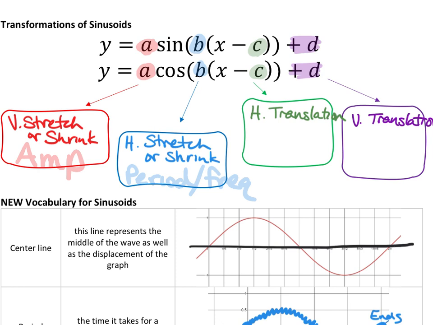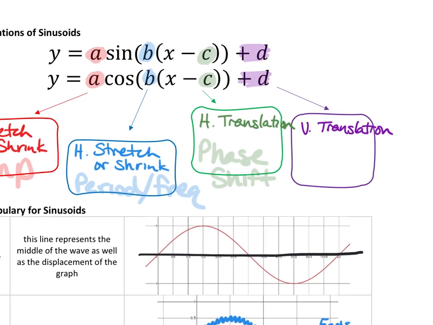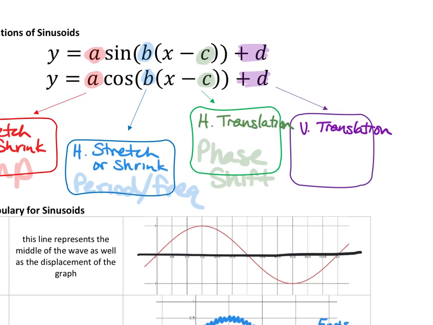For horizontal translation, we're going to call that phase shift. But like I said, I'm lazy. I'm going to call that PS from here on out, phase shift. Is that okay with everybody? You can also shorten it like that. And then vertical translation, I'm going to call it a displacement now, but I'm also going to shorten that one to DISP because that's way too long. So those are the words I'm going to be using.